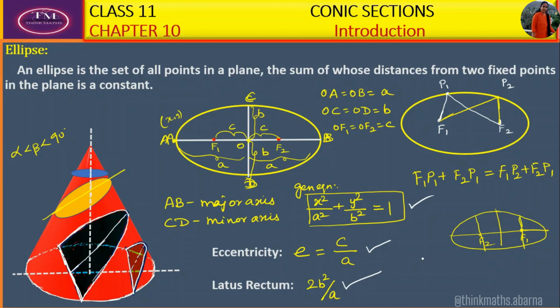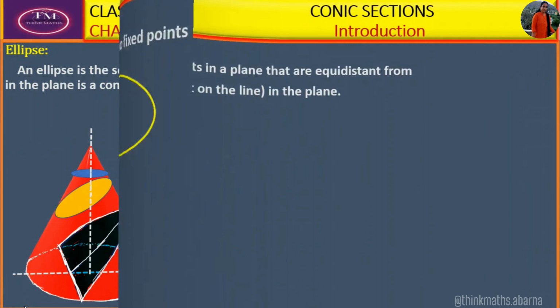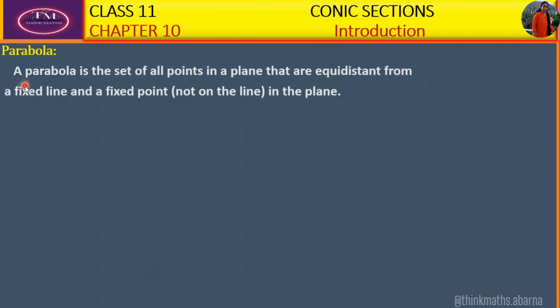Okay. So on the next page, we will learn about parabola. So what is a parabola? A parabola is the set of all points in a plane that are equidistant from a fixed line and a fixed point. This fixed point will not be on the line in the plane.